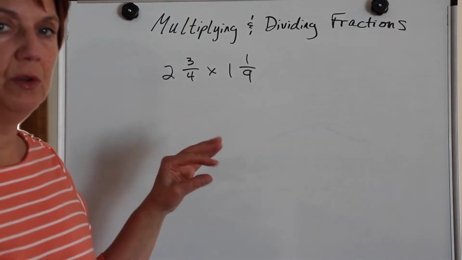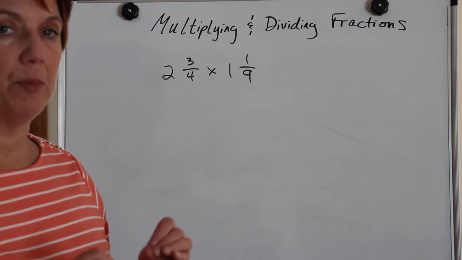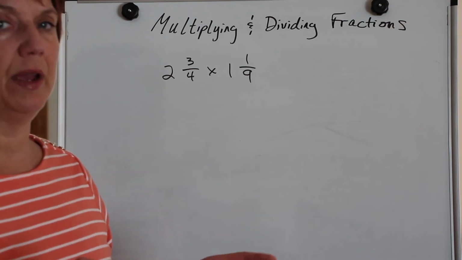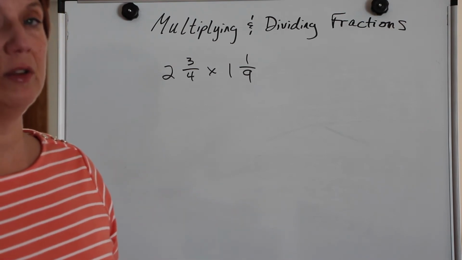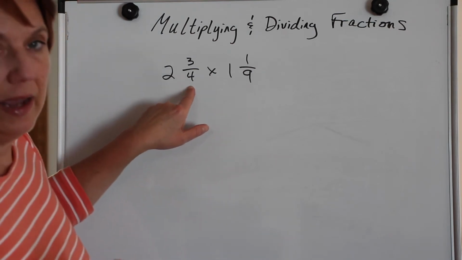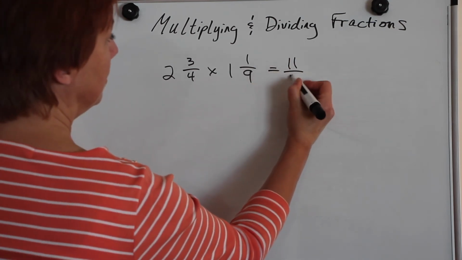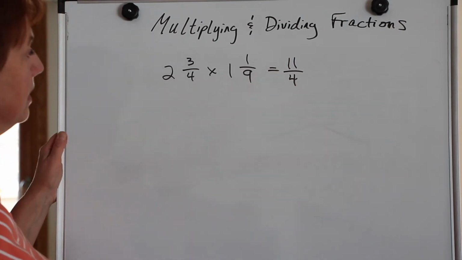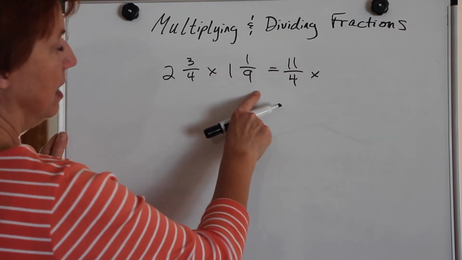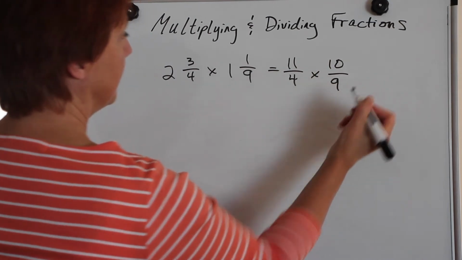So this one's got 2 mixed fractions, and as I said before, we have to change mixed fractions into improper form before multiplying. There's no way to do it any other way. So if you try it and you happen to get the right answer, it's just a fluke, okay? 2 times 4 is 8, plus 3 makes 11. So we have 11/4, okay? And 1 times 9 is 9, plus 1 is 10. We have 10/9.